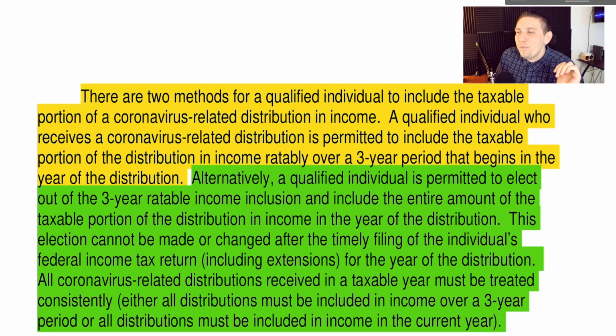It says they can choose to elect out of the 3-year ratable income inclusion and include the entire amount of the taxable portion of the distribution in income in the year of the distribution.